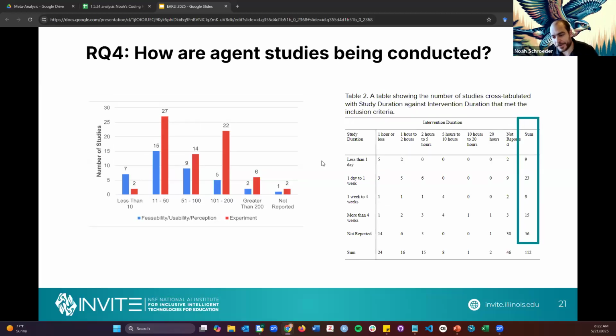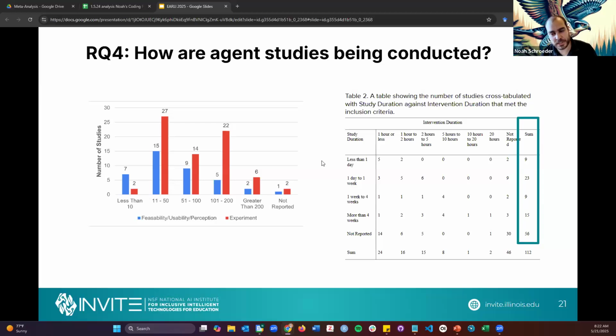One of the things that I thought was quite intriguing and surprising, so I'm going to talk a little bit more about this than I wanted. Previous meta-analyses around pedagogical agents have been relatively small. Sometimes they have like 30 studies, sometimes 40 studies. But as I mentioned, we found 112.